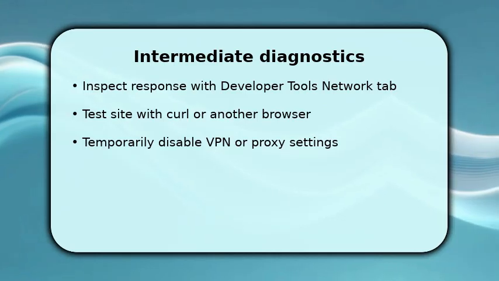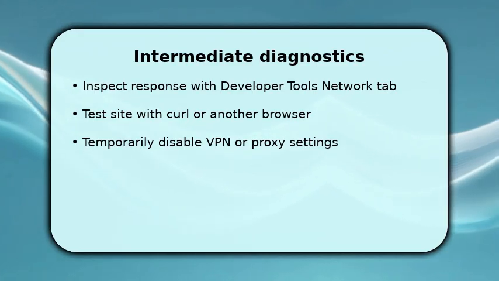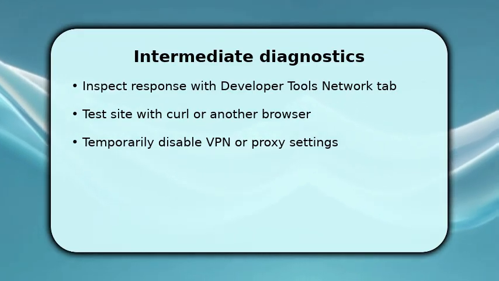Also, temporarily disable VPN, proxy, or system-wide blockers. These can alter headers or geolocation. Finish by applying targeted fixes.